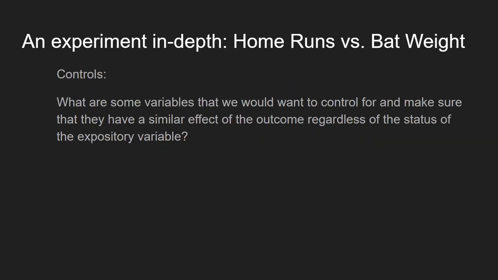Okay. So controls. What are some key variables we would want to control for and make sure that they have a similar effect on the outcome regardless of the status of that explanatory variable, regardless of whether she's hitting with a 28 or a 30-ounce bat. Okay? See if you can come up with a few. I came up with 5, a few more than that, but 5 main ones. Go ahead and pause the video. See what you come up with.